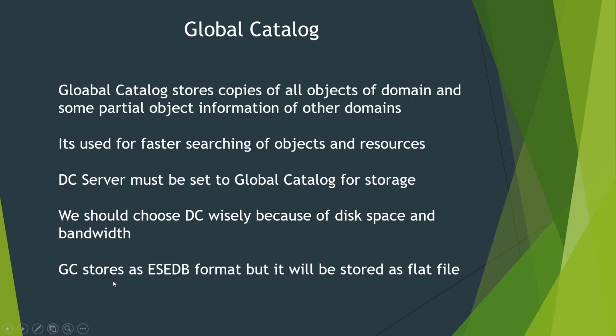Now this global catalog is stored in ESE DB format. This is the ESE database, a Microsoft format, and it will be stored as a flat file. Even though it's a database, it will be stored as a flat file. There are some tools in Kali Linux which are used to extract or dump the database from this ESE DB format. This is mainly used in CTF. I have seen some challenges about this ESE DB, where you get the dump of the database and you search for the flag.